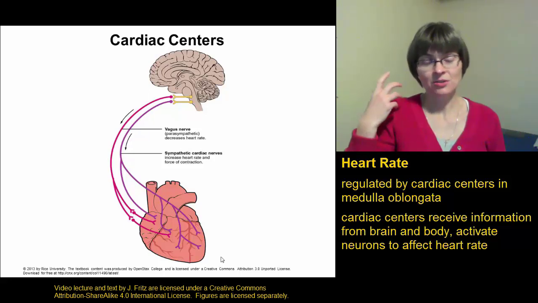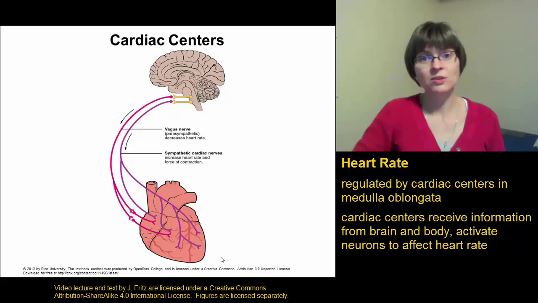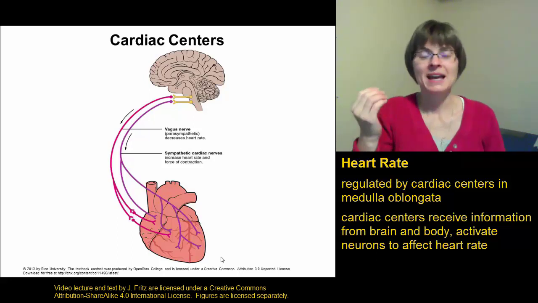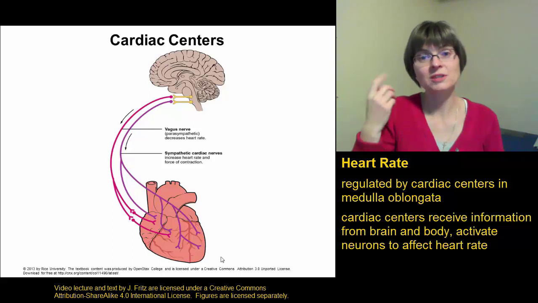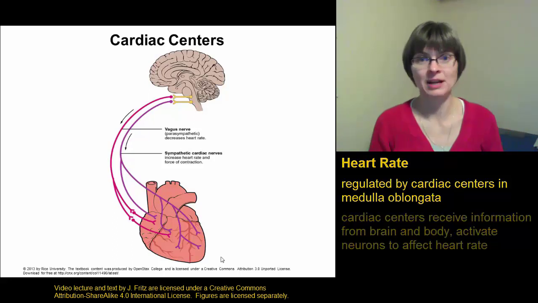And then those cardiac centers make a determination of whether we need to speed up the heart rate or slow down the heart rate. They send instructions through sympathetic or parasympathetic neurons back to the heart to either speed up or slow down the heart rate.